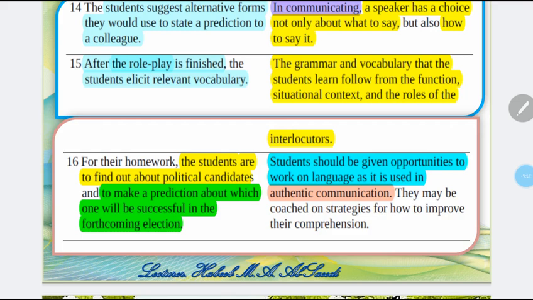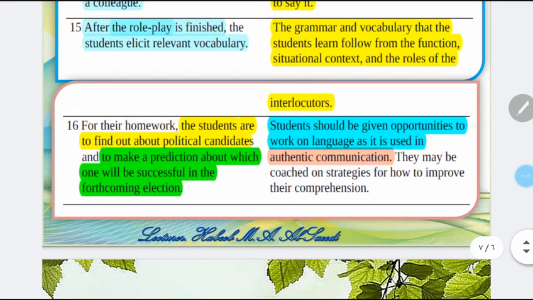From the different activities, students learn the grammar patterns and vocabulary from the different situations or activities they practice in the CLT classroom. So they can use what they have learned in other real situations.